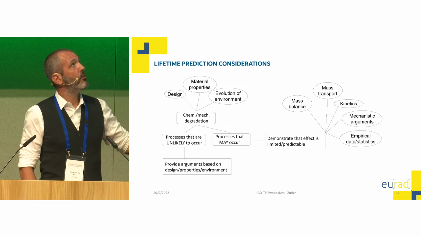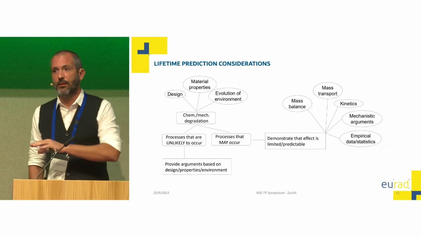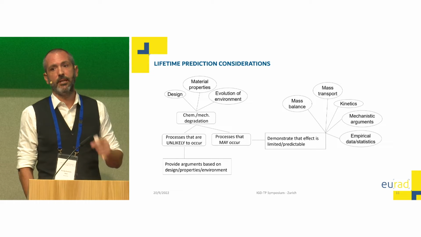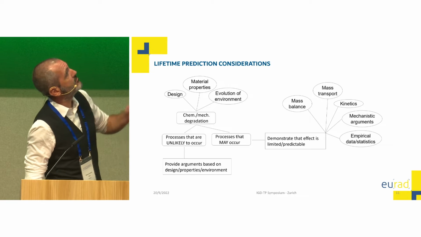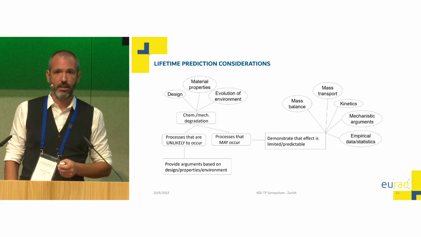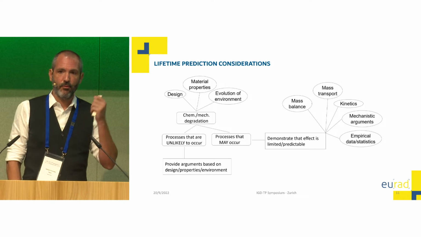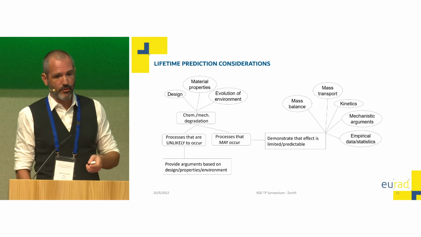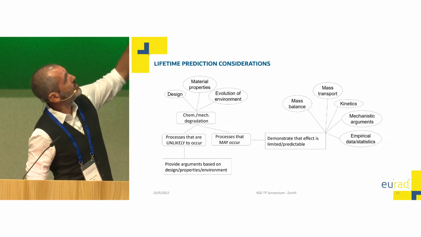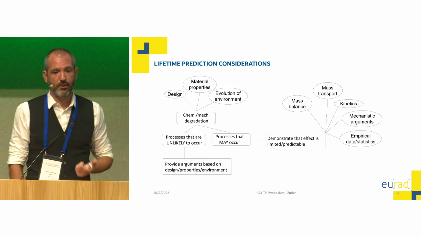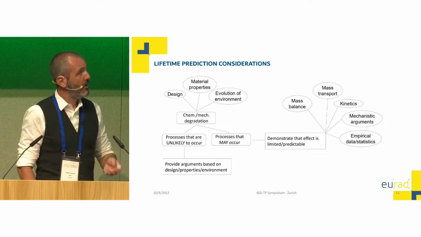Now, we looked at optimizing canister lifetime. The other open question is, how do we improve our ability to predict that lifetime? This rather rough flowchart shows you how pretty much all of us do our lifetime predictions and why they all ended up the same when we looked at the tables before. You start from the top left with your input parameters, which are the canister design, the material properties, and how the environment will evolve.